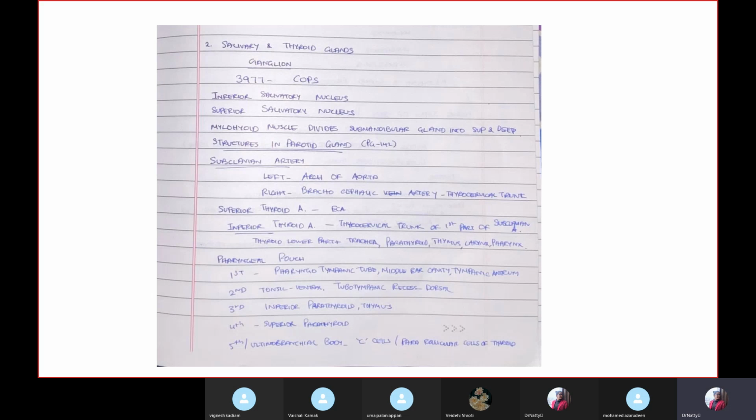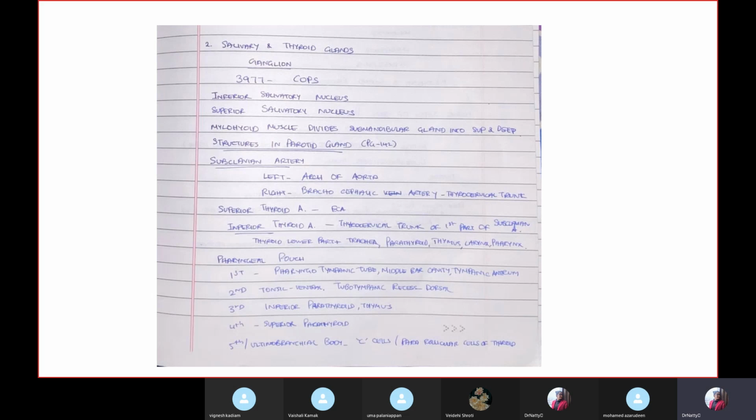Then the structures derived from the pharyngeal pouch. It is very, very important. Under that, there are 2 MCQs. One is the structure derived from the 5th pharyngeal pouch. The other name for it is the ultimobranchial body. The structures derived from that are the parafollicular cells of the thyroid gland, also called C cells.